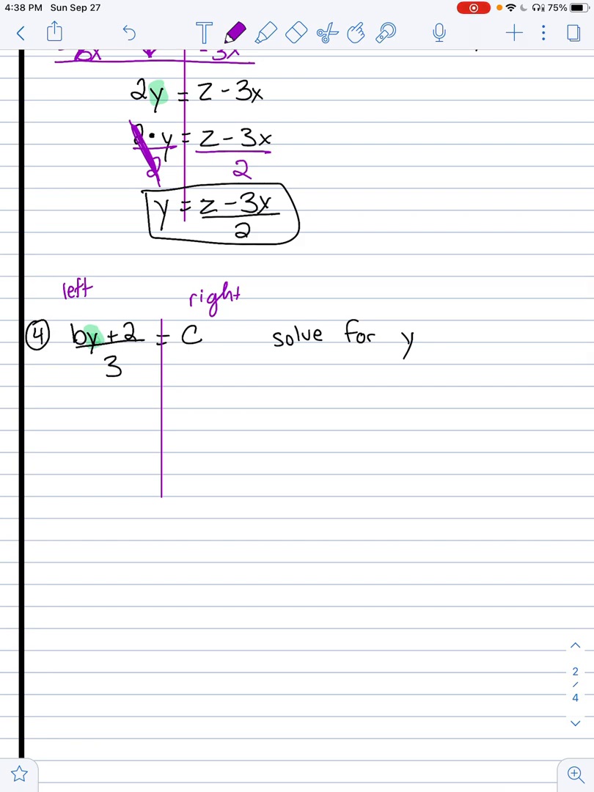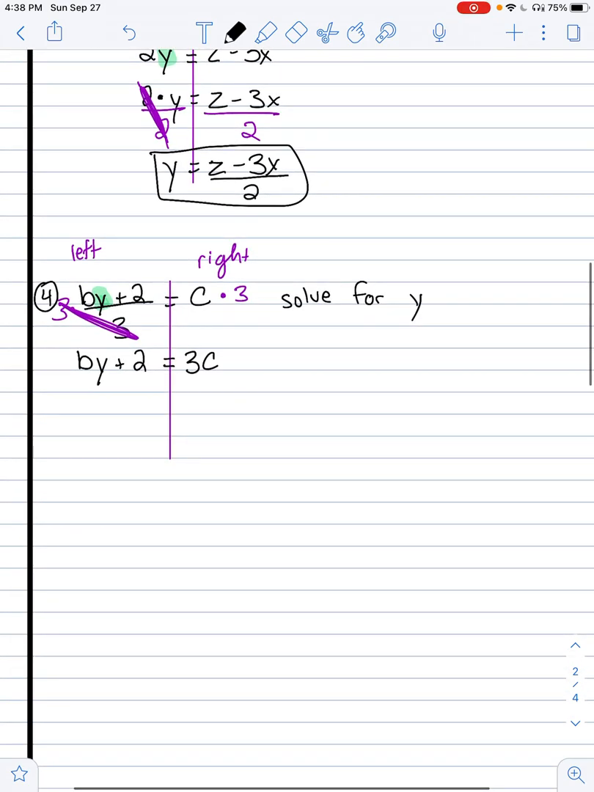In order to get my y by itself, I first need to get rid of this 3 because with that 3 being divided, there's really nothing that I can do. So in order to get rid of this divide by 3, I'm going to multiply by 3 on both the left and the right side. So what this does is it makes my 3's on the left side cancel out, and I'm left with by plus 2 equals, and then c times 3 is just going to be 3c. We usually write the number before the letter.